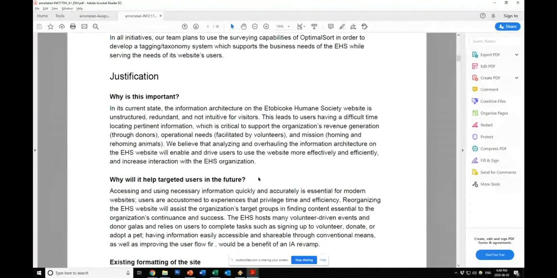And again, here's another way of targeting: justification for why the need for change. Why is this important in its current state? The IA for the Etobicoke Humane Society is unstructured, redundant, and not intuitive for visitors. That is a great, I mean, that's a great selling point.